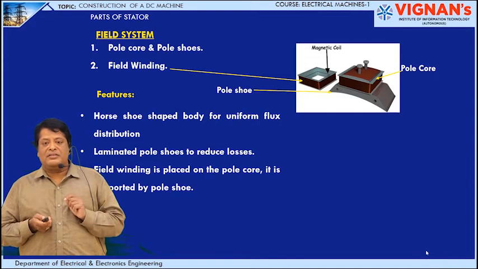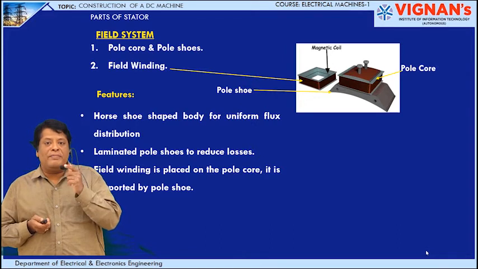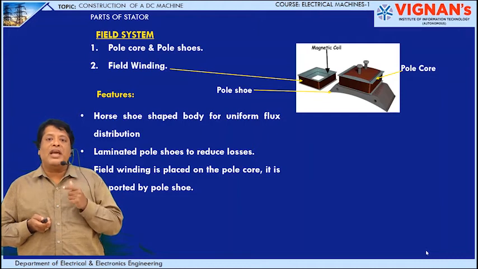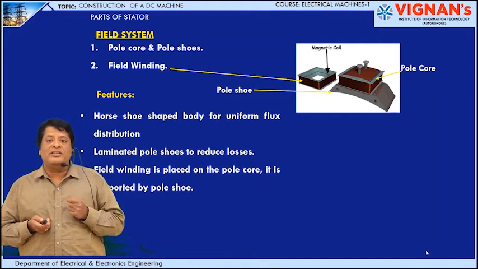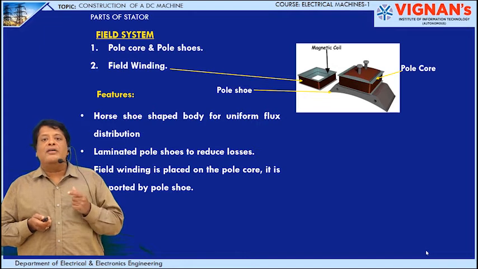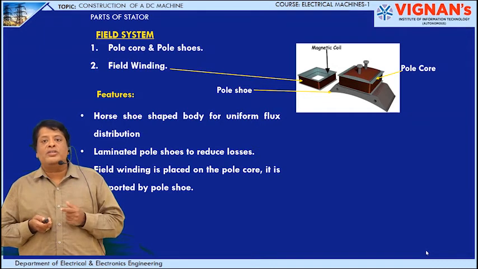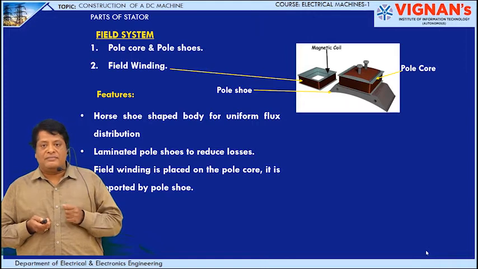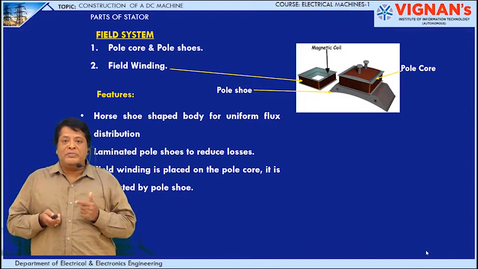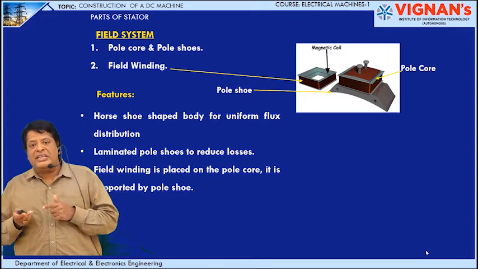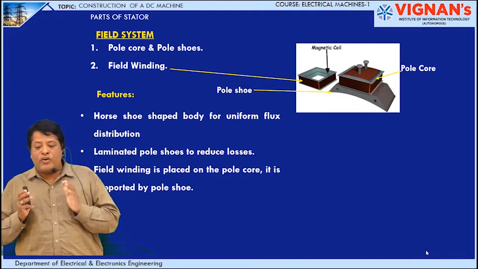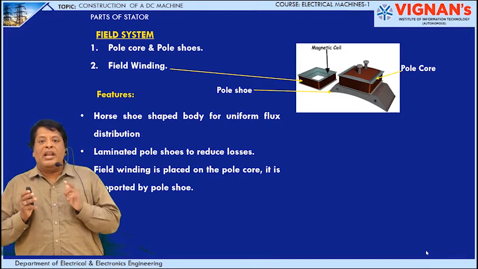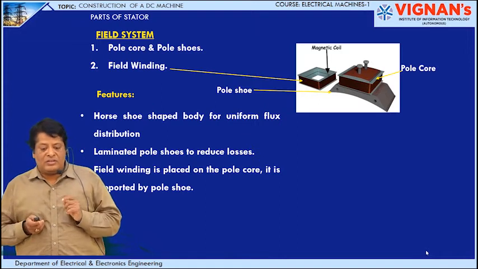In low-rating machines, the pole core is made of solid material, whereas the pole shoe is made of laminations. But in large machines, both the pole core and pole shoe are laminated to reduce the eddy current losses. What losses occur in a DC machine, we are going to study in the next lecture. But here, try to remember that we use a laminated body in a machine only to reduce the eddy current losses.